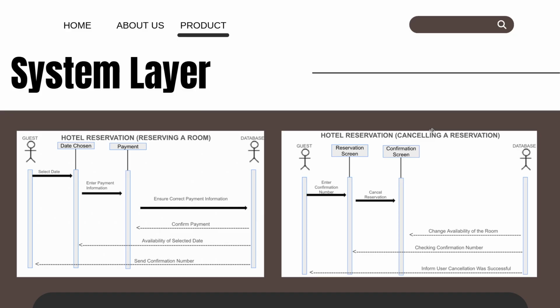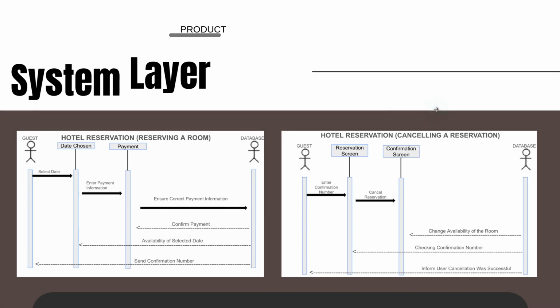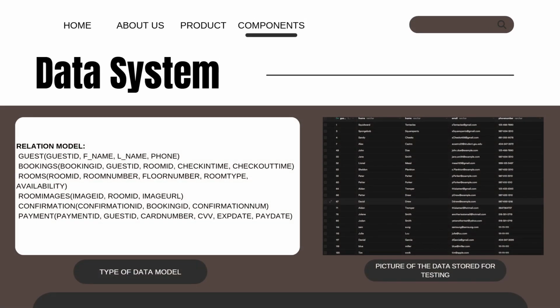So here's a little bit about our system layer, the flow of our website. This is just a brief overview of our back-end data system. On the image on the left, you can see our relational schema where we have our tables: guest, bookings, rooms, room images, confirmation, and then payment. And the screenshot on the right is just an overview of the guest table.